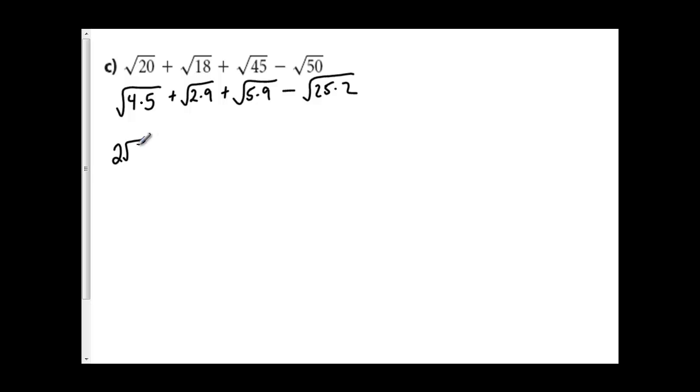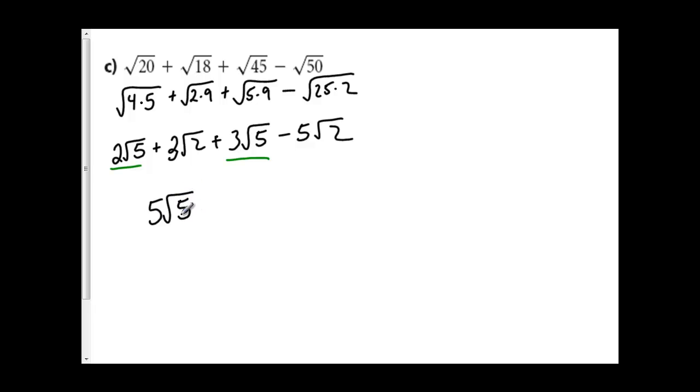So I've got 2 root 5 plus 3 root 2 plus 3 root 5 minus 5 root 2. So now I have some that reduced so that they had a root of 5 and some reduced so that they had a root of 2. So I'm just going to combine my like terms together. The root 5's are going to go together, and we know that 2 plus 3 is going to give us 5 root 5. And we know the root 2's can go together. 3 minus 5 is going to be minus 2 root 2.